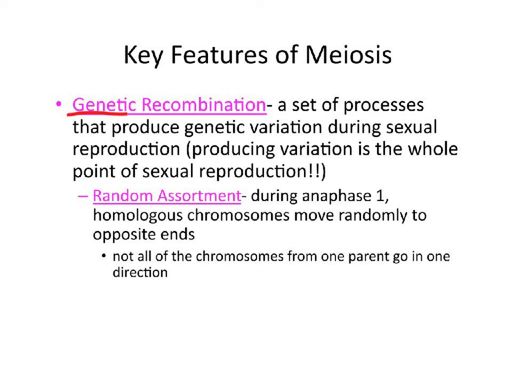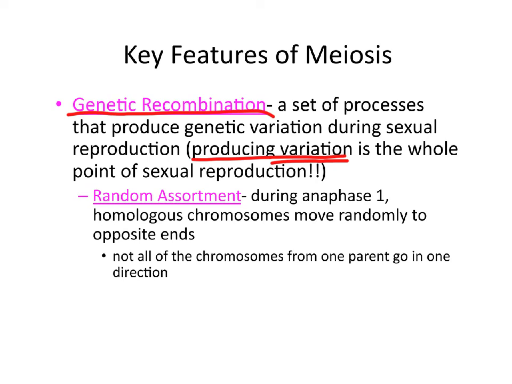Genetic recombination, this is an idea that sexual reproduction makes variation, and that's sort of the whole point of organisms reproducing sexually, so that you make offspring that are different from the parents, that might be better suited to the environment, that might be better adapted.